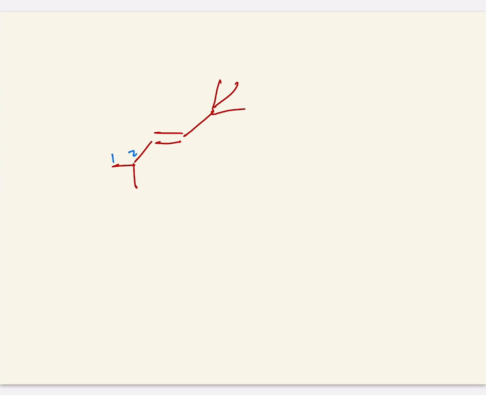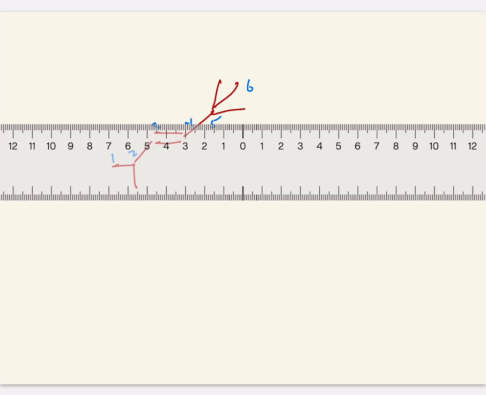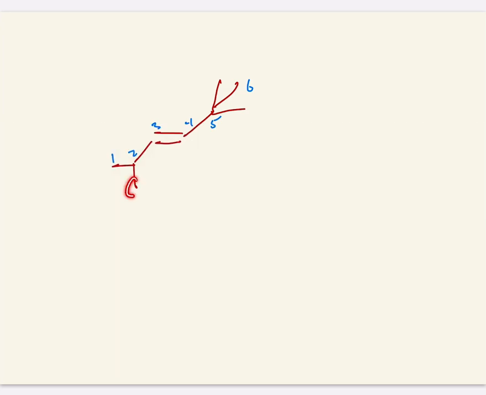We would name it 1, 2, 3, 4, 5, 6. And on this molecule, how many methyl groups do we have? 3 methyl groups, right? 1, 2, 3 methyl groups attached to the parent chain. You could number it like this, or you can number it that way. It doesn't matter. It'll give you the exact same answer. And then we have a double bond, right? So how would we name this? We would name this.